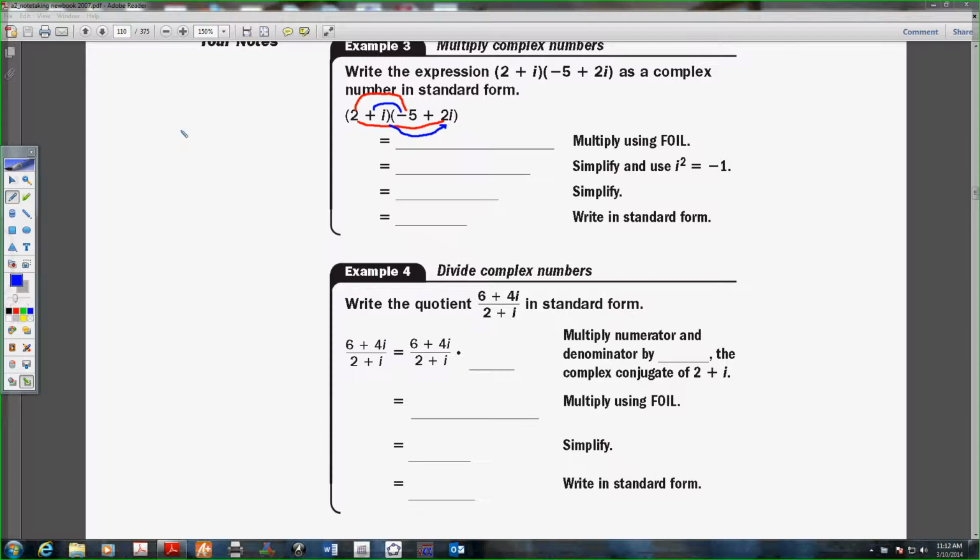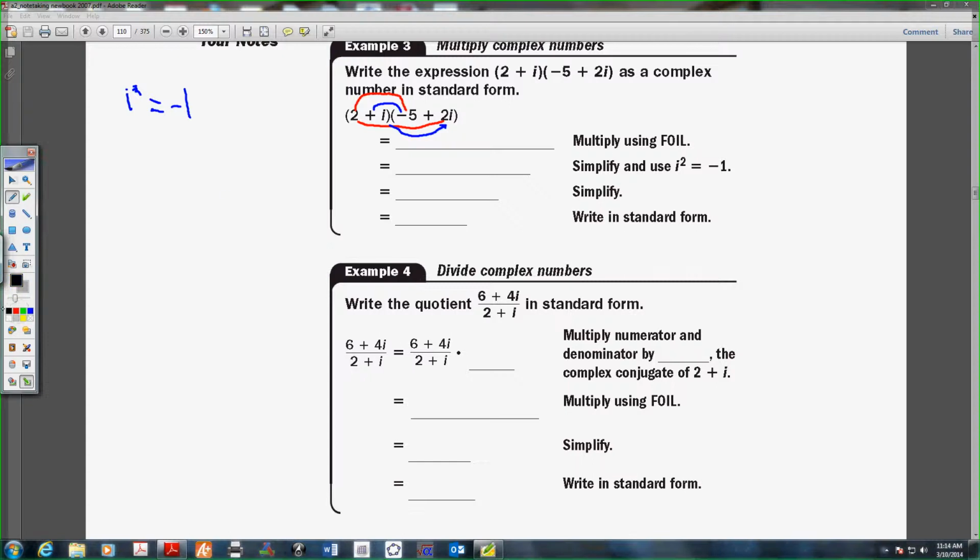The only thing that we have to consider or remember from what we read in pages 275 and 276 is what if I have i squared, it's going to give us -1 as a result.